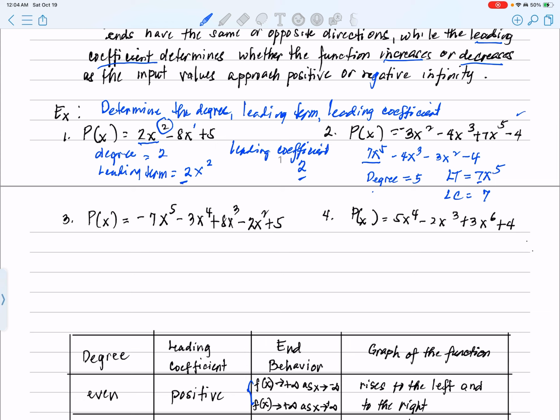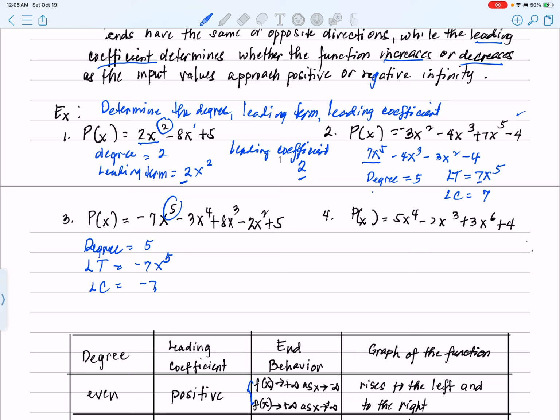The exponents or the powers are in order: 5, 4, 3, 2. So that means the degree there is the highest exponent, this one. The leading term is where the highest exponent is, so that is negative 7x to the 5th. And the leading coefficient, that is the coefficient of the leading term, which is negative 7.